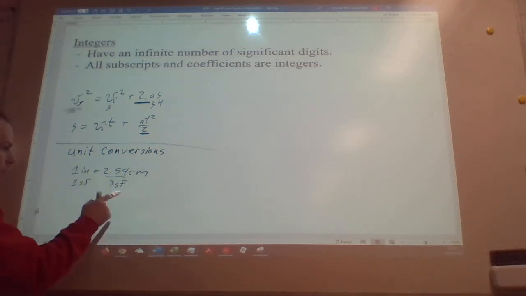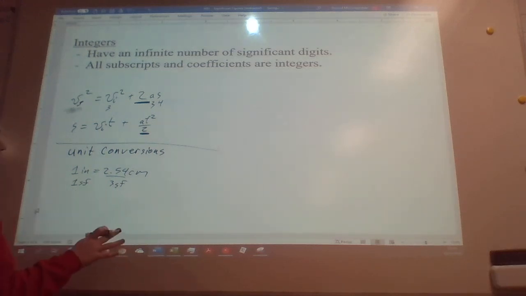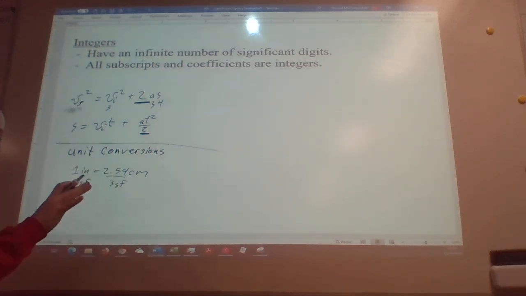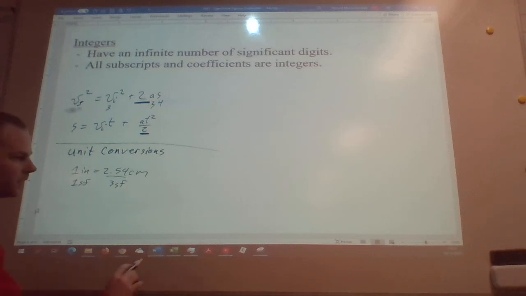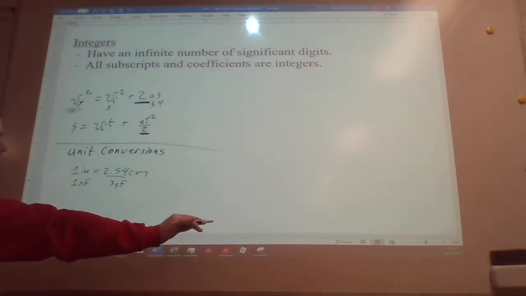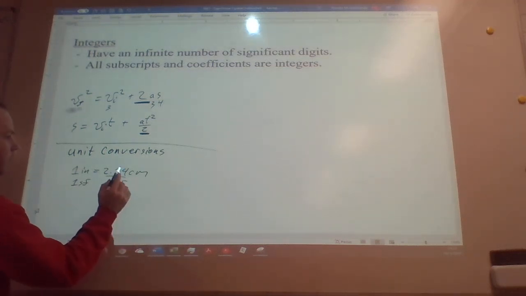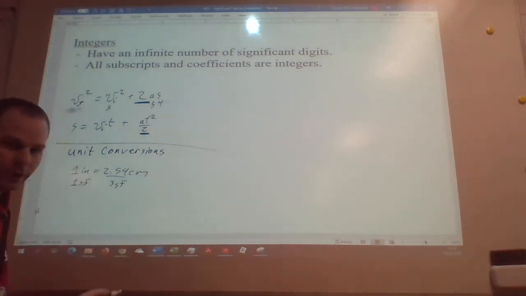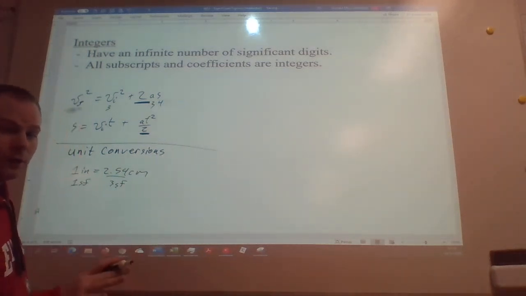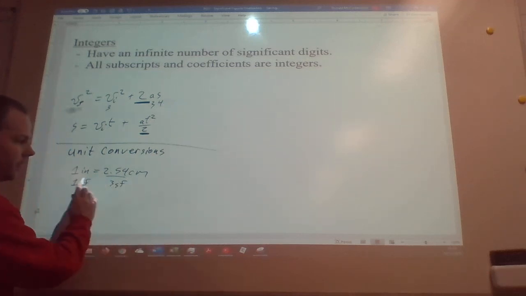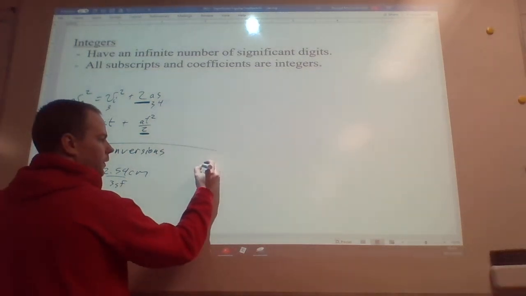But these two numbers are actually integers because they are exact. There is exactly 1 inch. There is 1 point infinite zeros inch in 2.54 centimeters. It is exact. That is why I told you you cannot use the shortcuts. These are integers. This is not.